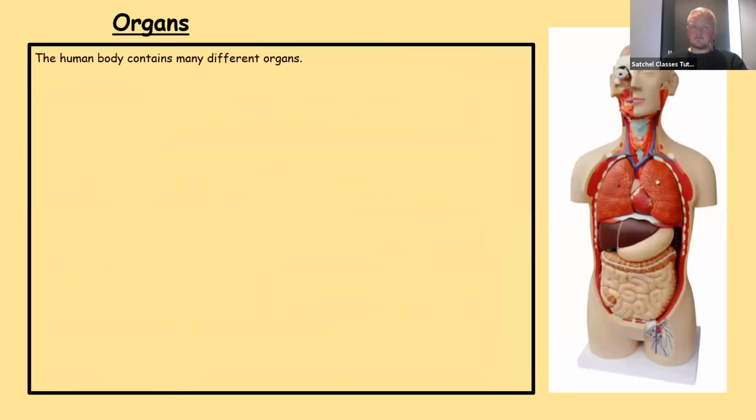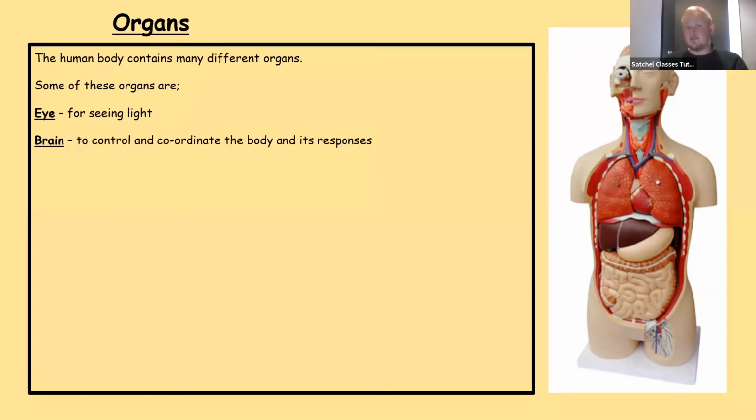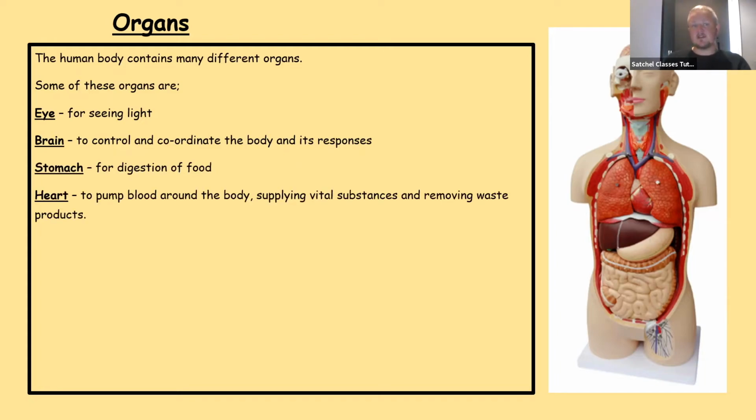Organs then. The human body contains many different organs. Some of these organs are the eye, which is the organ responsible for sight, for response to light. The brain, which is used to control and coordinate the body and its responses to stimuli. The stomach, which is used for the digestion of food. The heart, we've already encountered the heart. Its job is to pump blood around the body, supplying vital substances and removing waste.